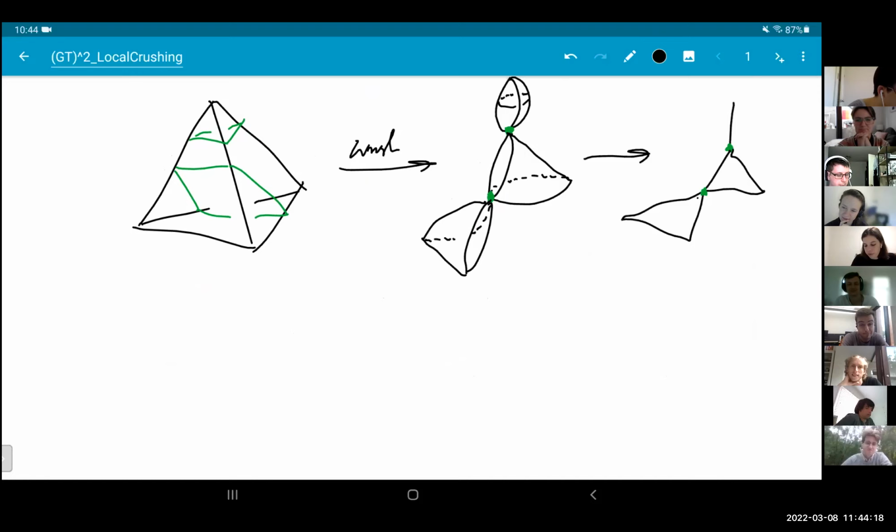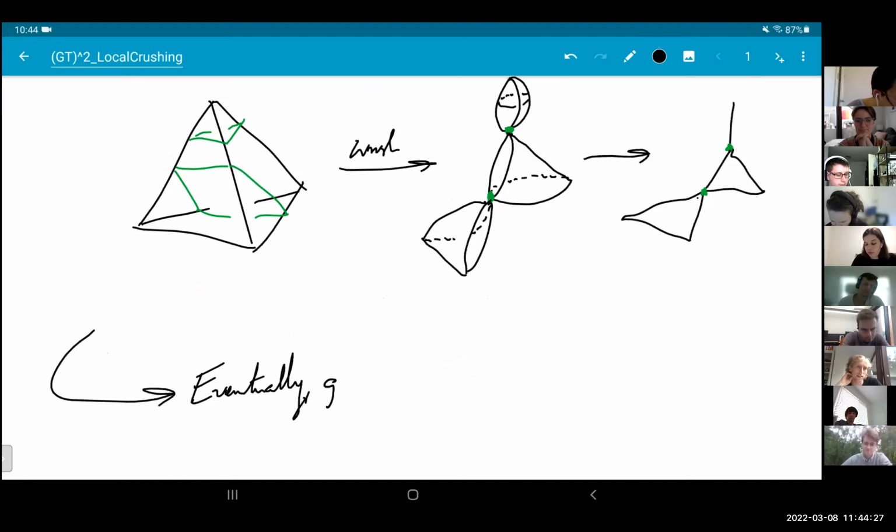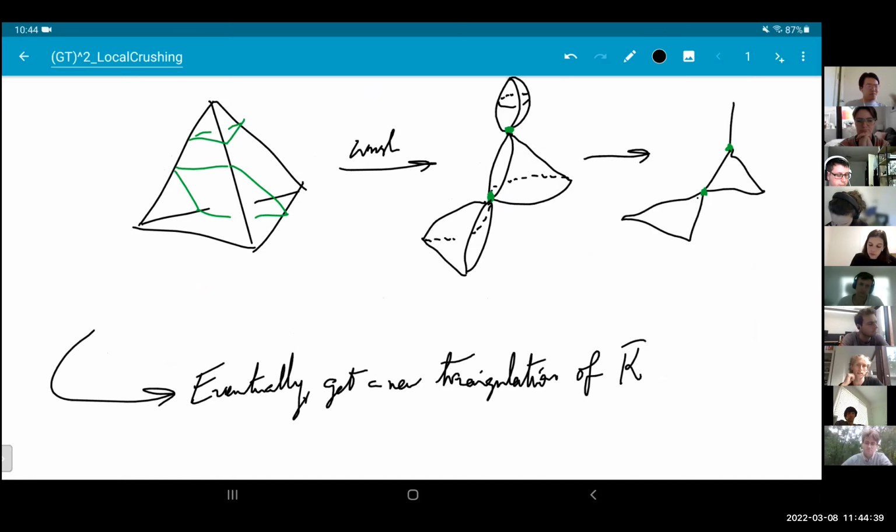Okay, so I claim you can reconstruct a triangulation eventually. Okay, so eventually you get a new triangulation of K bar. And so that's roughly the algorithm. If you find a sphere, you crush it, you get a new triangulation of K bar, rinse and repeat.